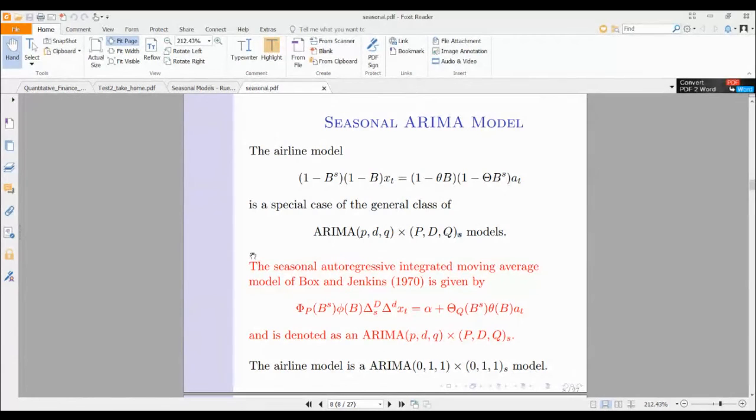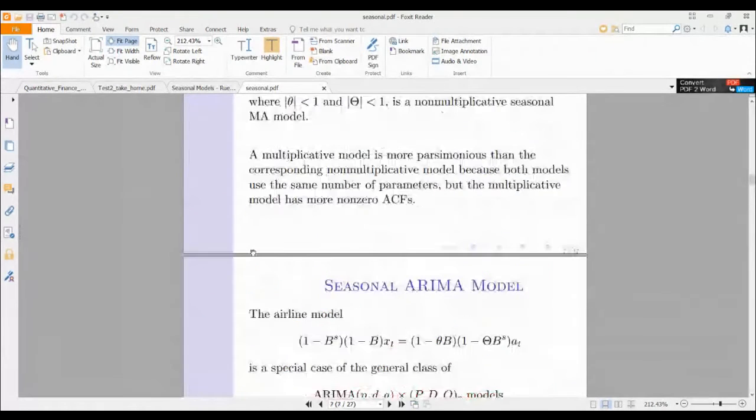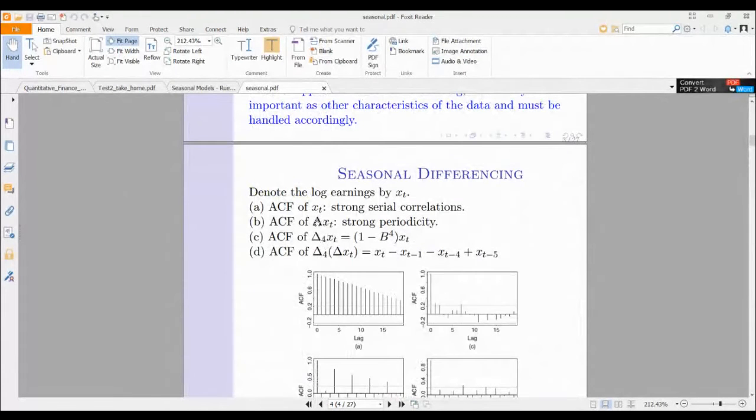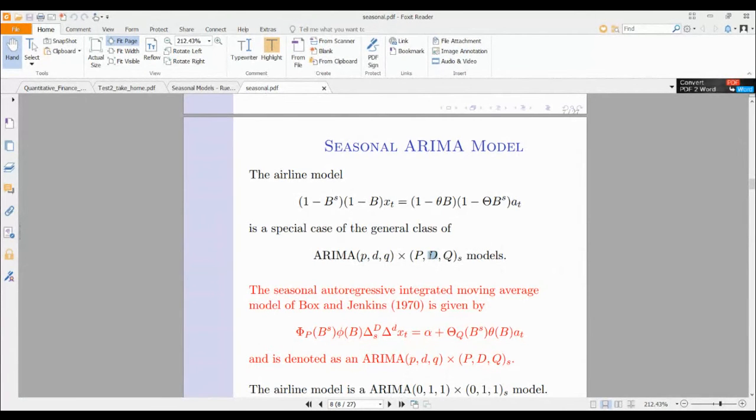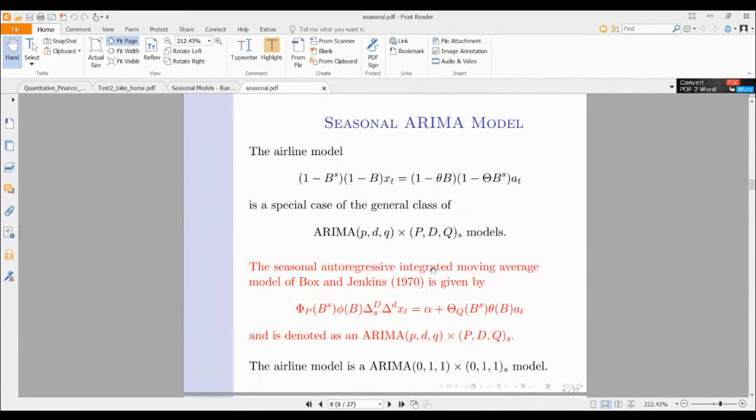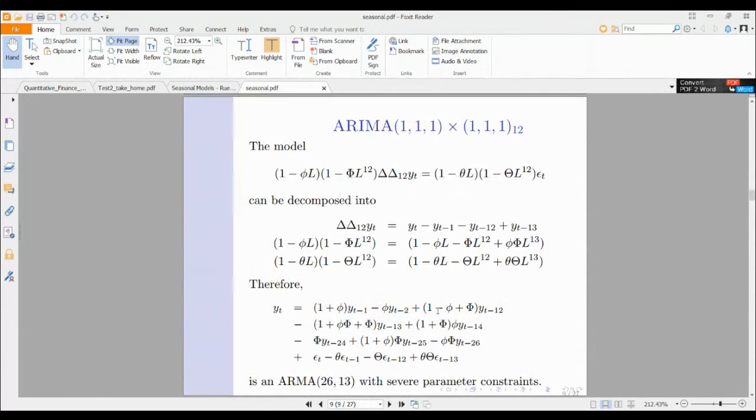D is how many times you difference your data. So in this case, we're taking the first difference. We're taking a first difference over here. So the small d is 1. Okay. Now in the seasonal part, we're also taking a difference. So our big D, our capital D, will also be 1. Hope that's clear, Omar. Yeah, awesome.